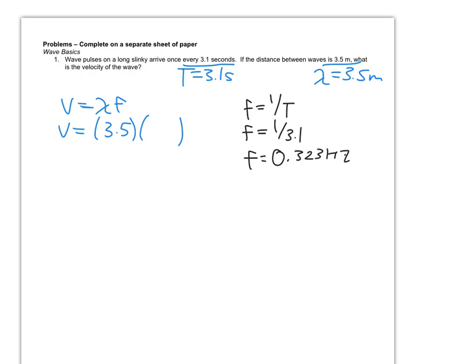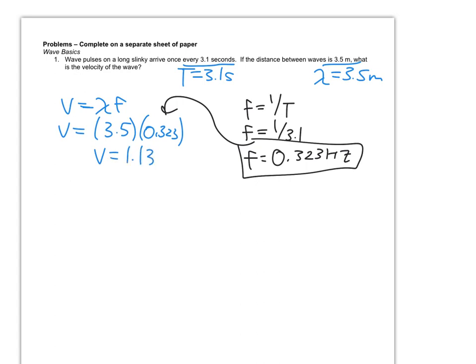So we can say that frequency is 1 over 3.1, which gives us a frequency of 0.323 hertz. We can then go and substitute that in here. So we're going to say 0.323. And then we end up getting a velocity of 1.13 meters per second.